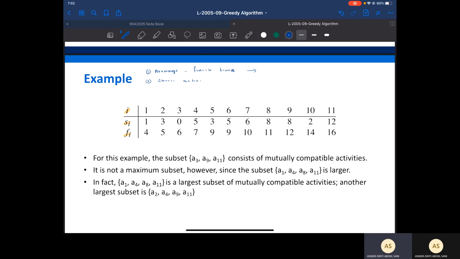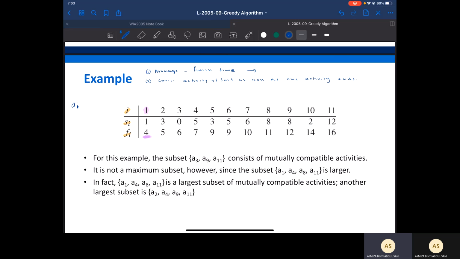So choose the activity that starts as soon as one activity ends. What it means is, let's say for example we start with activity 1, and then it stops at 4. So we're going to choose activity 1.